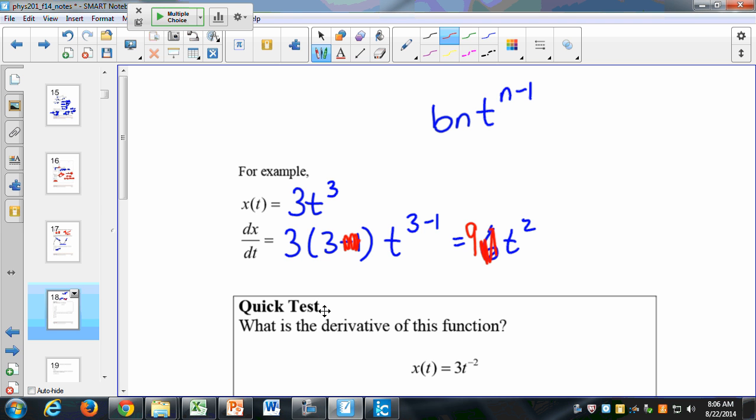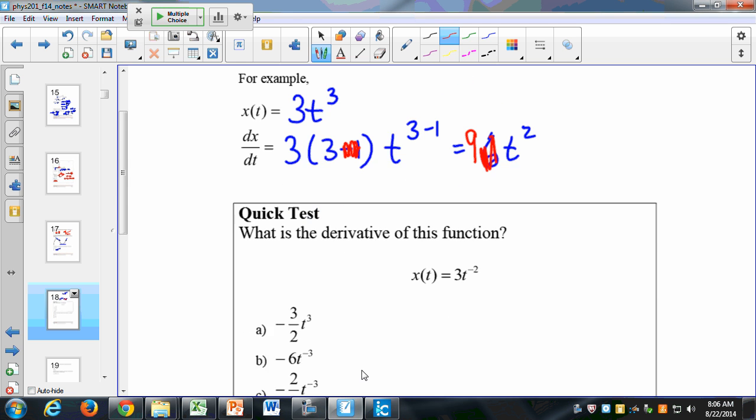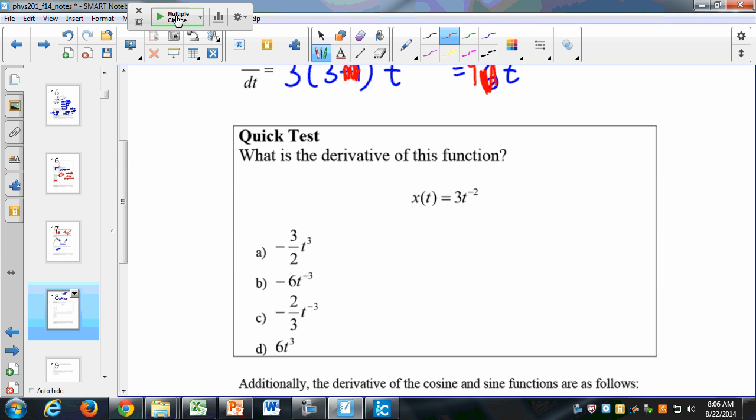All right. Well, let's try this clicker question. What is the derivative of this function? So you just say 3 times the exponent. You all see this okay from back here? Okay. See that okay?